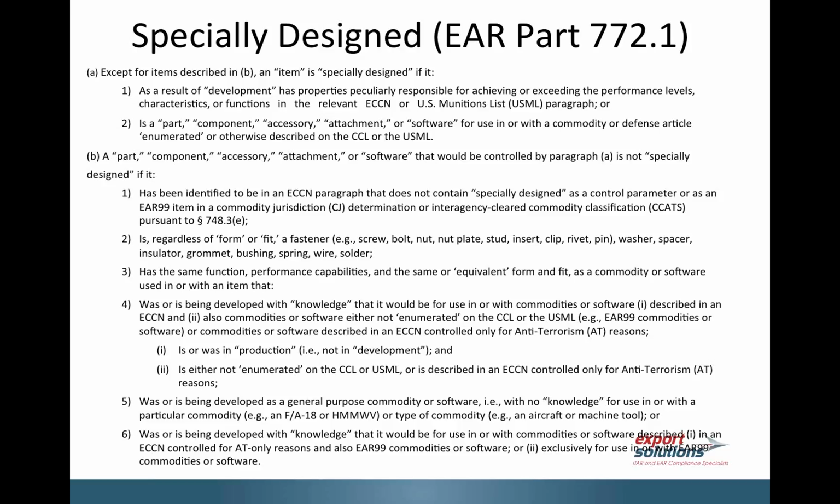Okay, and don't worry, I'm not going to read this whole chart to you, but this is the "specially designed" definition from Part 772 of the EAR. And you can see there's paragraph small letter A, and then there's B. So that's the whole catch and release thing. I'm not going to go through it, but interesting to note that if you look down, let's say in subparagraph B4, if something was being developed with knowledge that it would be used with commodities or software not enumerated in the CCL, or if something's in production and it's not enumerated on either list, etc., these are circumstances that would release something from the "specially designed" definition. If it was or is being used as a general purpose commodity with no knowledge of use in and of a particular commodity, such as a Hornet aircraft or a Humvee, that's also a release mechanism.